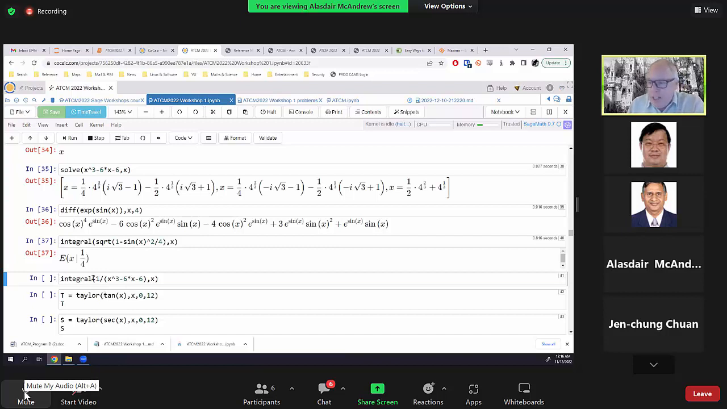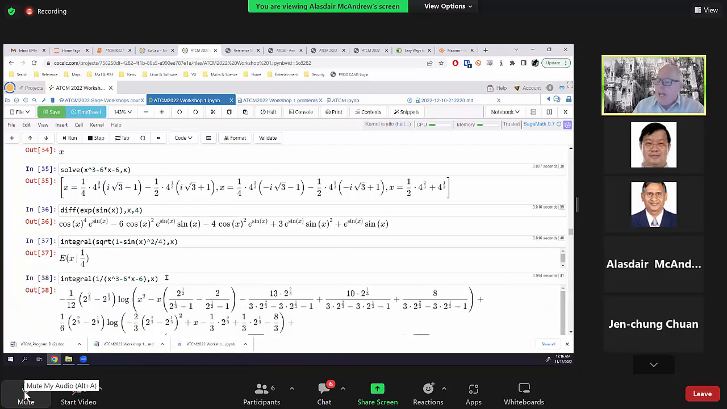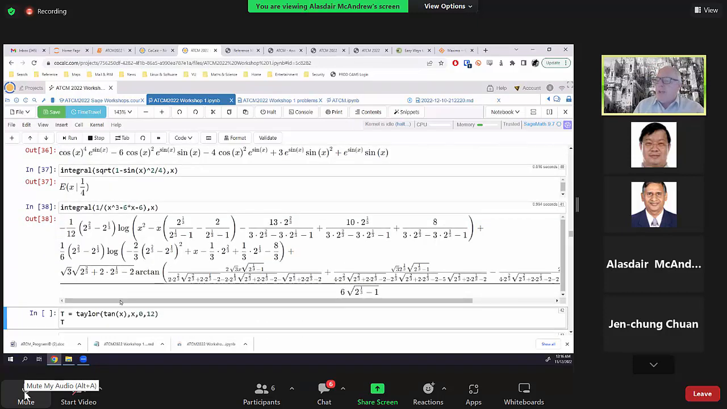Here's an integral of a rational function, 1 on x cubed minus 6x minus 6. We would expect to be able to do that using partial fractions, and indeed we can, and that's what you get. I think you'll agree it's a rather splendid sort of expression, don't you think? Who'd have thought?